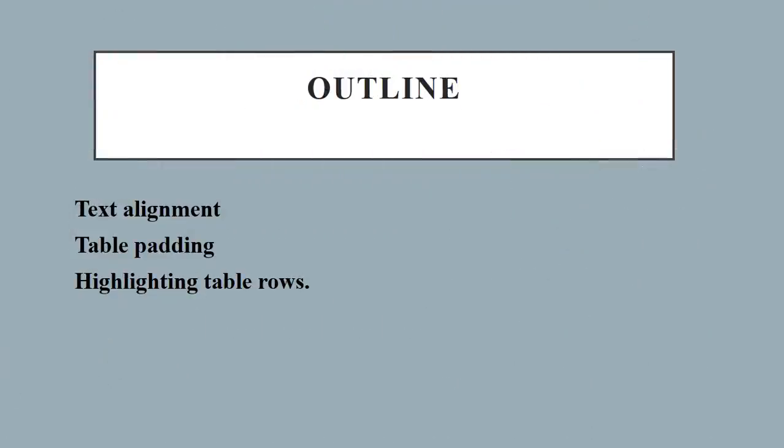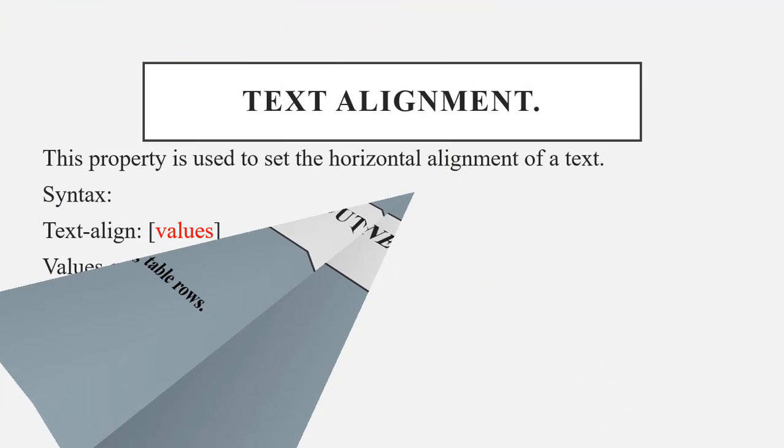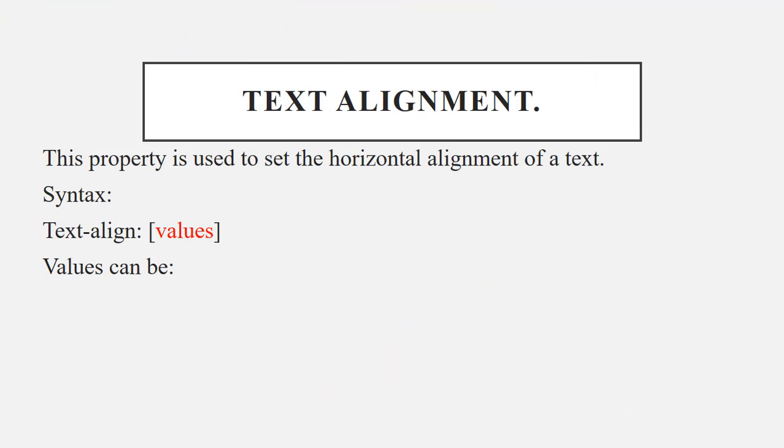Hello everyone, this tutorial is all about text alignment, table padding, and highlighting the table rows. I'll be explaining the theory part, and at the same time, I'll be showing you how to implement it. The first one is text alignment. The text-align property is used to set the horizontal alignment of a text.